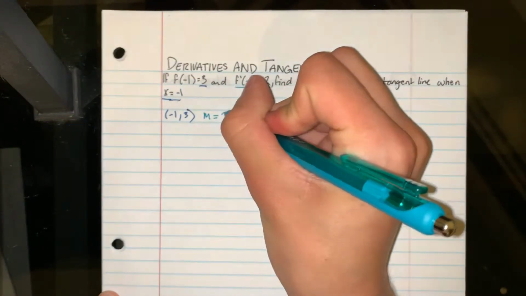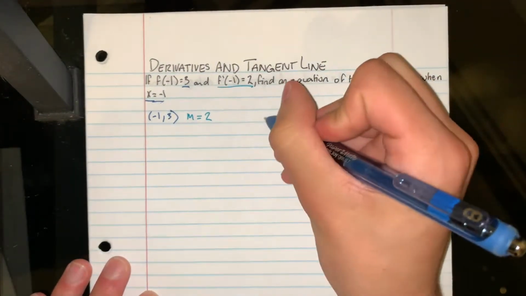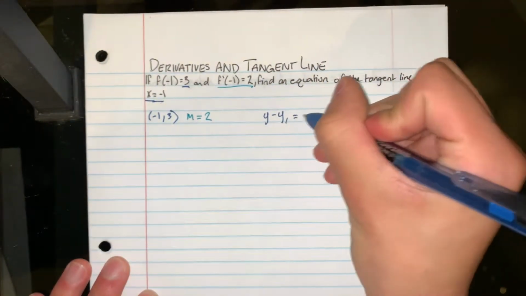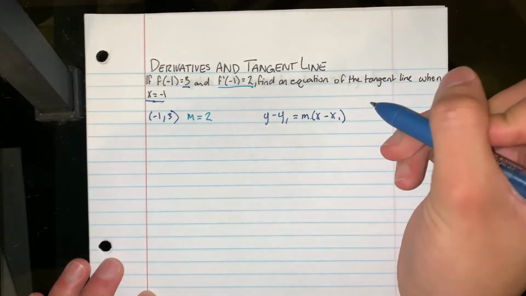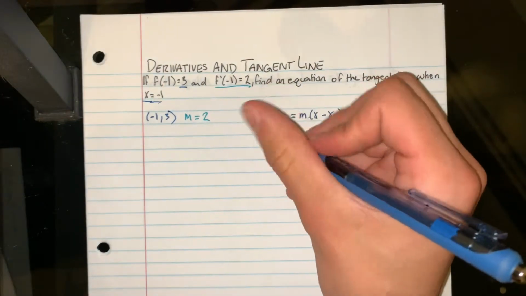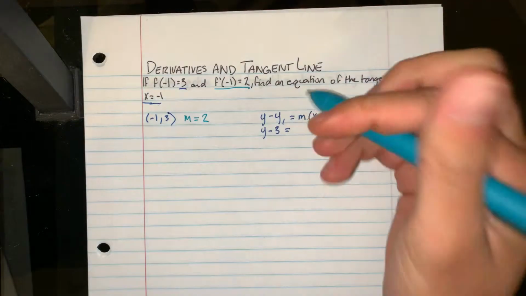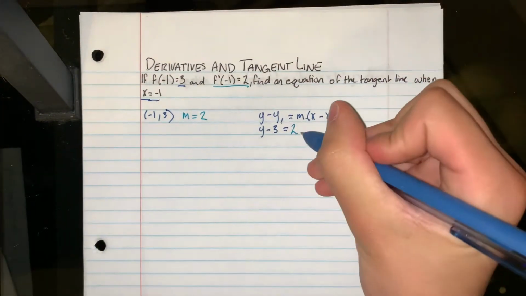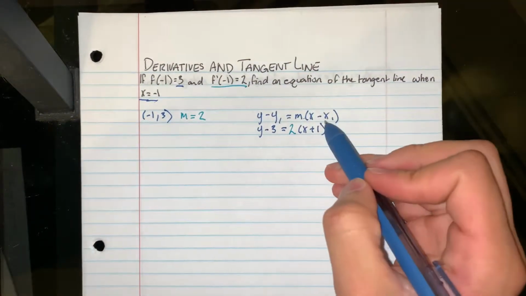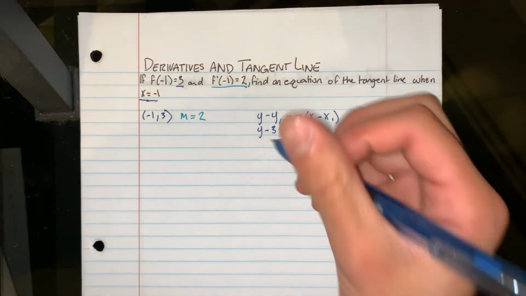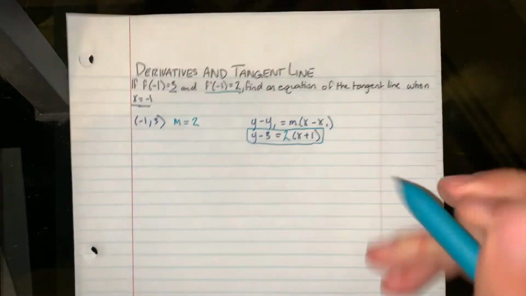So slope equals 2. With these, you can use the equation y minus y1 equals m times x minus x1. And you just plug in the numbers. So y minus 3 equals 2 times x plus 1, because negative times a negative equals a positive. So this right here is your answer.